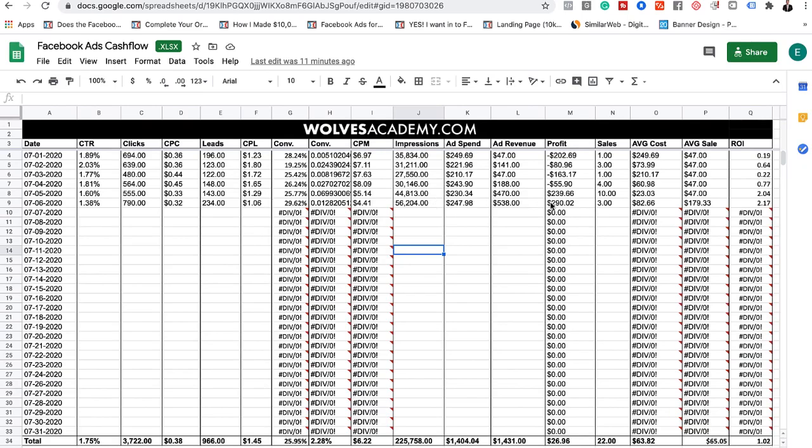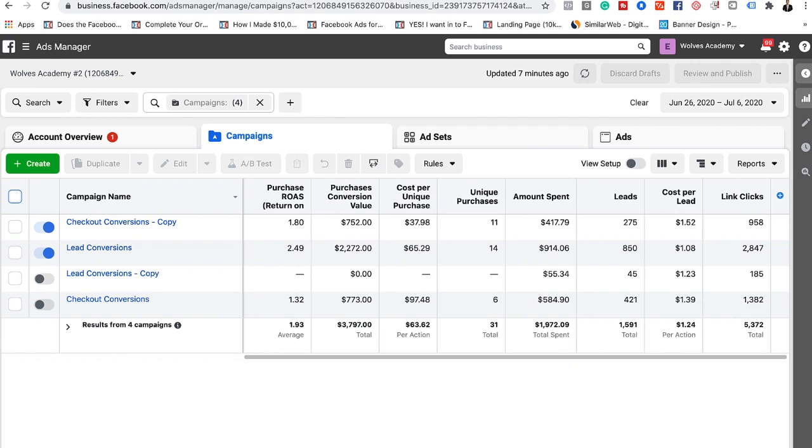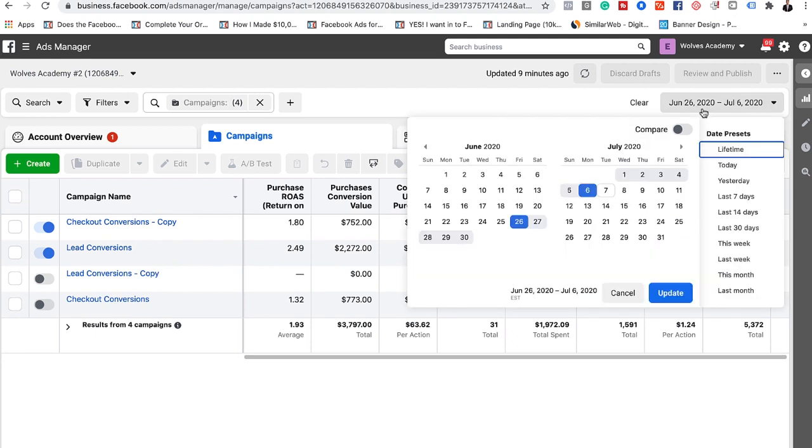Now, we're not going to go into serious data here, but basically going back to the actual campaign, what changes did I make to actually go into profit? So I'm going to go ahead and actually show you guys the last couple of days.